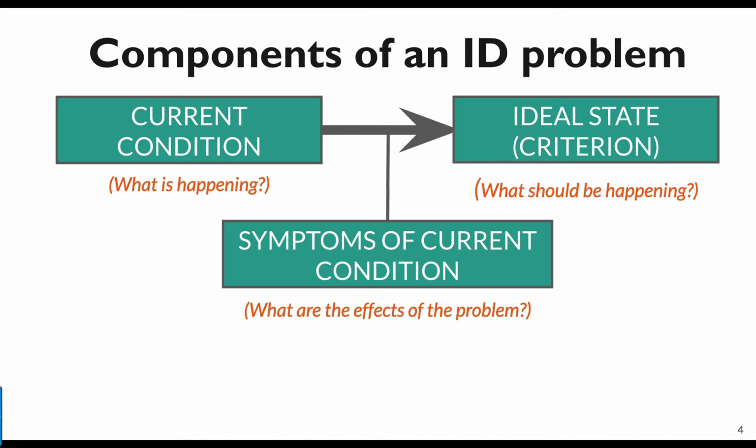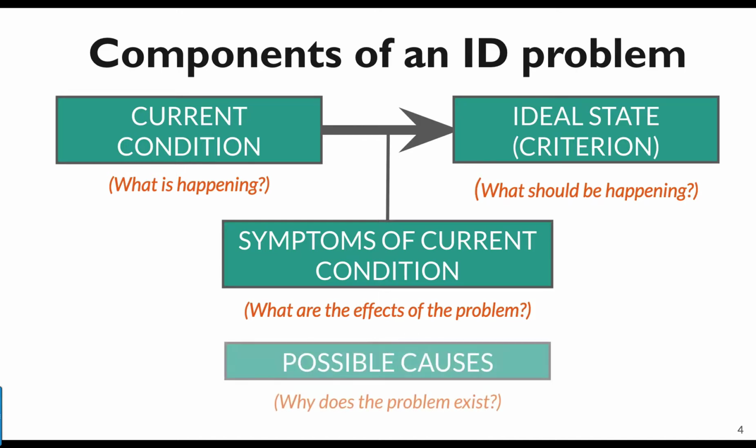Connects into this area right here. This is the gap between what the current condition is and what the ideal state is. There's things that come out of there that make us aware that something isn't quite right or that something could be better. We often have ideas, or someone does, about what the possible causes are. Why does this problem exist in the first place? Where could it have come from? What are the conditions that it's happening in? And how do we get it to a better state?